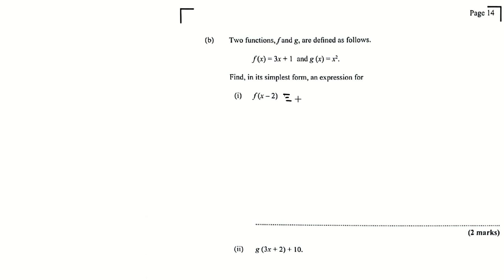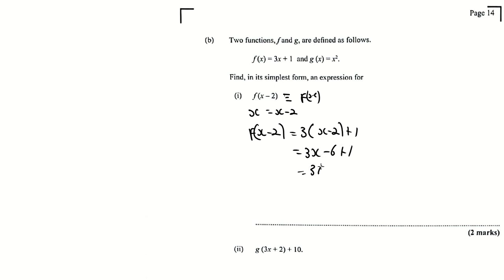If we equate it with f of x, we can clearly see that your x values in your function f of x would be equal to x minus 2. So f of x minus 2 would be 3 by, instead of x, I put an x minus 2, plus 1. So this would be 3x minus 6 plus 1, which is 3x minus 5. So this answer of f of x minus 2 is 3x minus 5, and that is your answer. Are we okay so far?